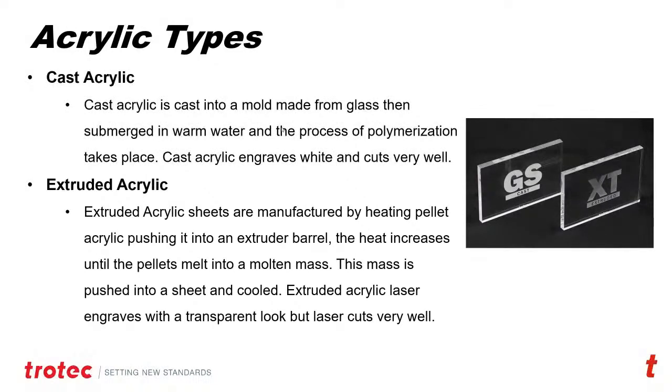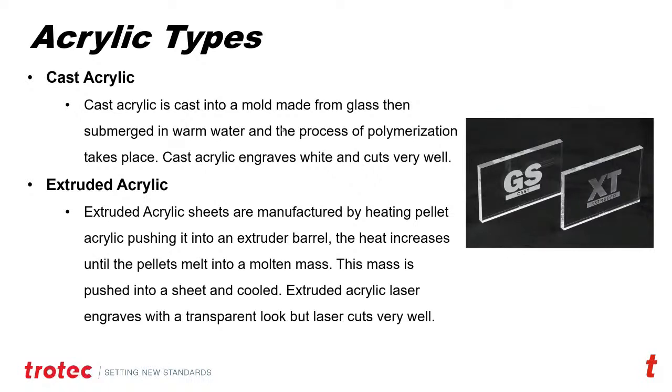This is the stuff that you're going to pick up in the windows section of your home improvement store. Now, extruded acrylic basically is manufactured by heating up acrylic pellets and then pushing them through an extruder barrel. Kind of like a spaghetti or pasta noodle, it takes the heated material and extrudes it out into a sheet. And that sheet is then cooled, and then it actually produces a sheet of acrylic. The difference is when the laser engraves acrylic that's been made this way, it produces a transparent look. It's kind of an opaque transparency, and it does not produce the contrast when engraved.